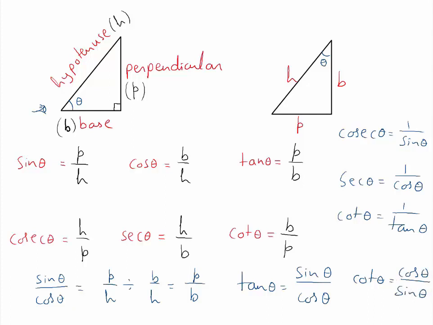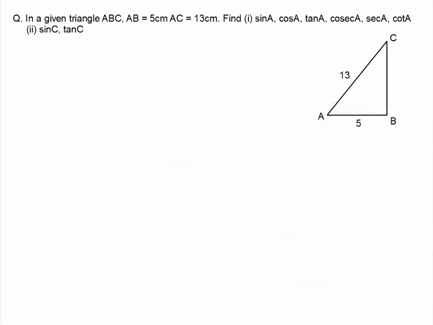So let's do a question to understand these trigonometric ratios. In a given triangle ABC, AB is 5 centimeters, AC is 13 centimeters and this angle is 90 degrees. So we need to find all the trigonometric ratios with respect to viewing angle A. Now we just saw sine of theta, where theta was the viewing angle. So in this case, instead of theta, we have A, which is this viewing angle.